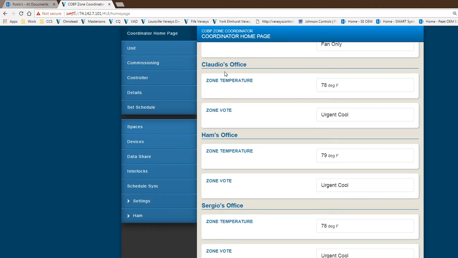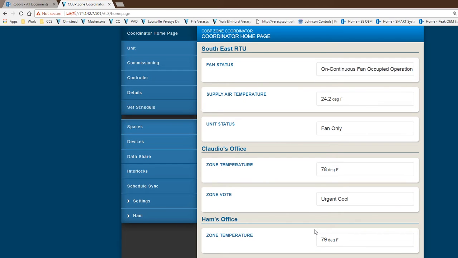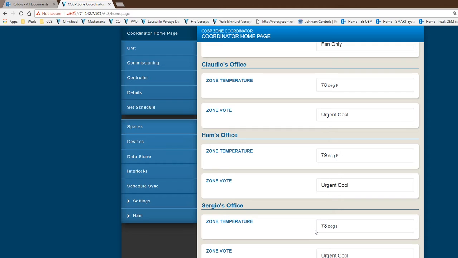Again, at the highest level you will be able to see your zone dampers. This is a very good page to look at to tell right away what your zone is doing at the highest level: the zone temperature is 78 degrees, and what is the vote asking it to do? Does it need urgent cooling? Is it satisfied? Does it need heat? Does it need cool? Or does it need urgent heat? In this demo site, all these zones are asking for urgent cool, which basically tells us we need to be in a cooling mode.